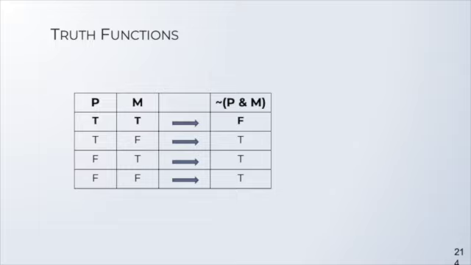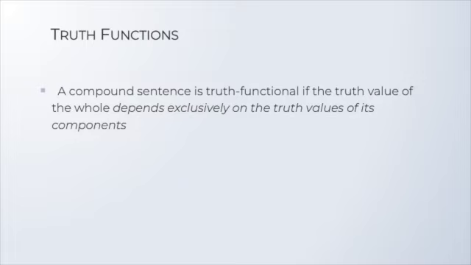And why is this compound sentence truth functional? Well, because it is built out of truth functional connectives. With truth functional connectives, for every combination of truth values of the component sentences, there is only one possible truth value for the resulting complex. A connective is truth functional just in case it forms sentences with the following characteristic, namely that the value of a complex sentence depends exclusively on the truth values of the components.